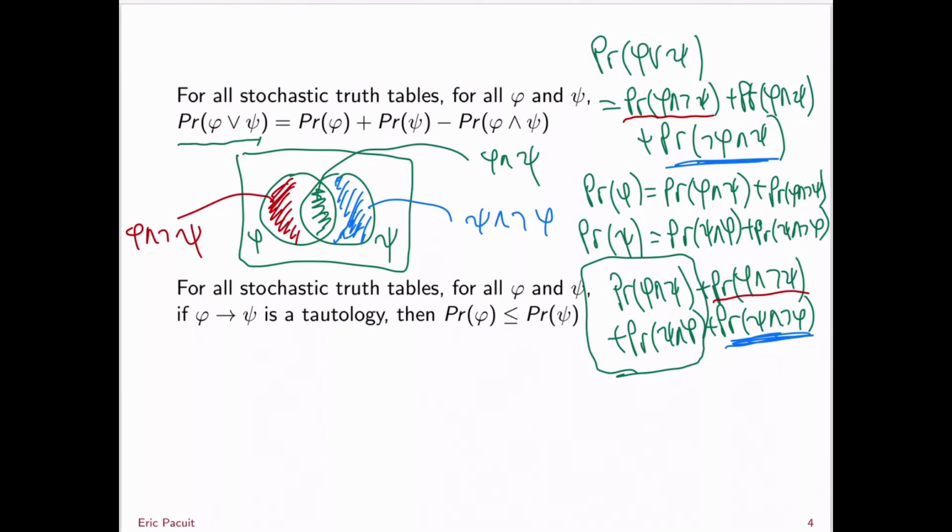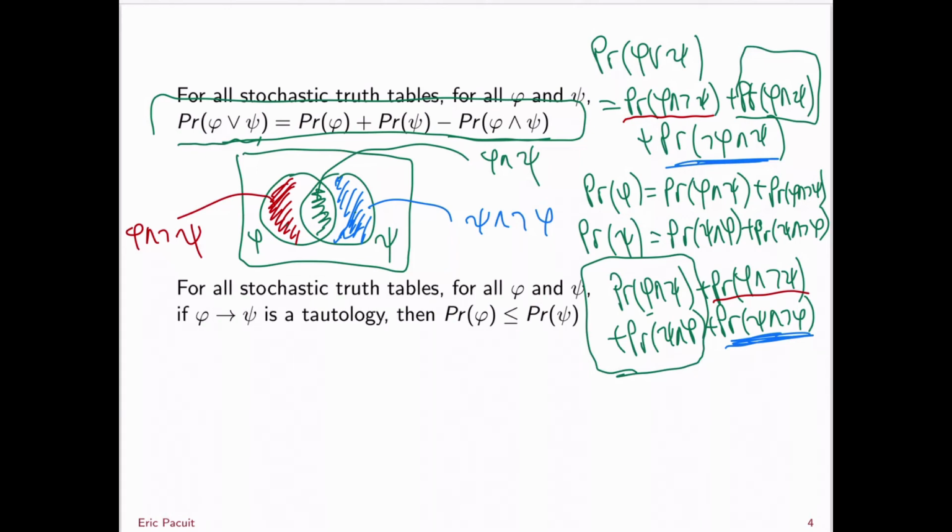But up here, when we calculated the probability of phi or psi, we only added one probability of phi and psi. So in order to make these two sums equal, we need to subtract one of the probabilities of phi and psi. Because of course, the probability of phi and psi is equal to the probability of psi and phi. So we have to subtract off one of these. And that's where we get this formula right here. The probability of phi or psi is equal to the probability of phi plus the probability of psi minus the probability in which they overlap.